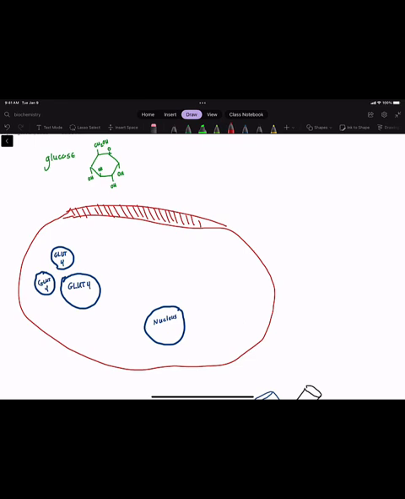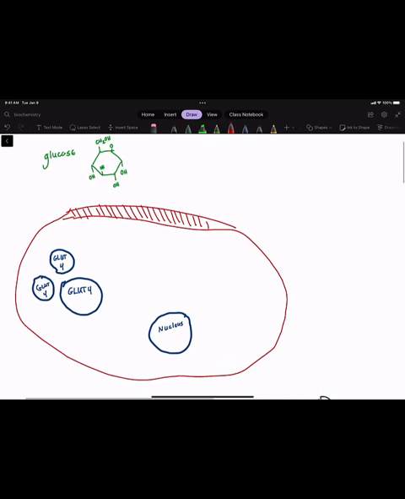So let me just show you what I mean. We're going to stop and do a little drawing here. I just want to show you how these biomolecules work. And the first one we're going to talk about is glucose. What is glucose? Well, glucose is one of the most important energy producing biomolecules in the realm of exercise physiology.